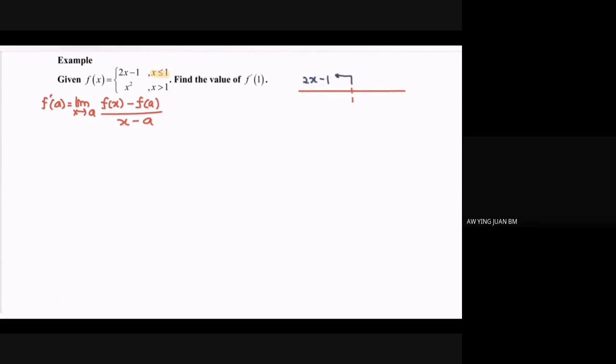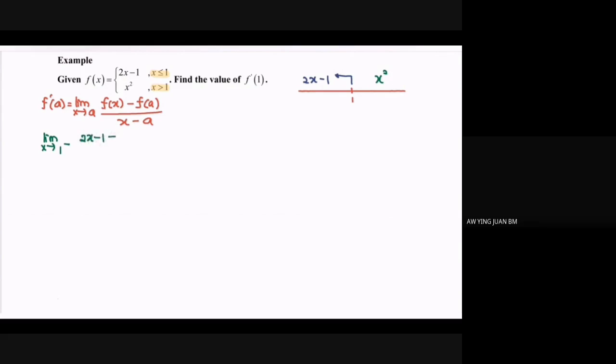The next one will be x greater than 1, so the function will be x squared on the right. So now let's begin the discussion. Find the value of f prime 1. So limits when x approaching 1 from the left, the function f(x) would be 2x minus 1 minus f(1).